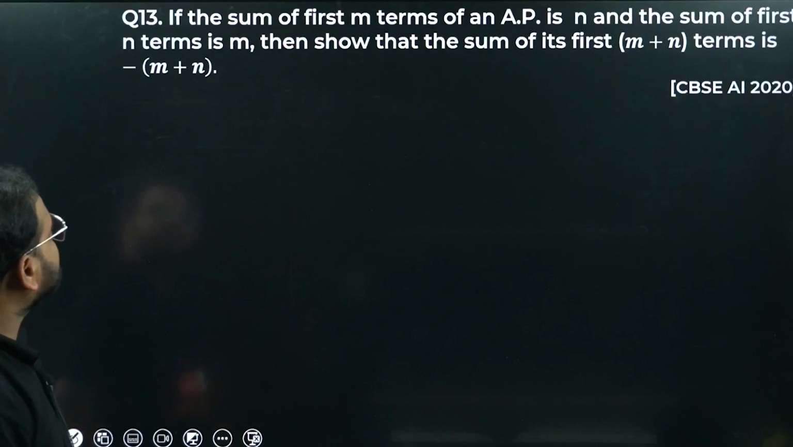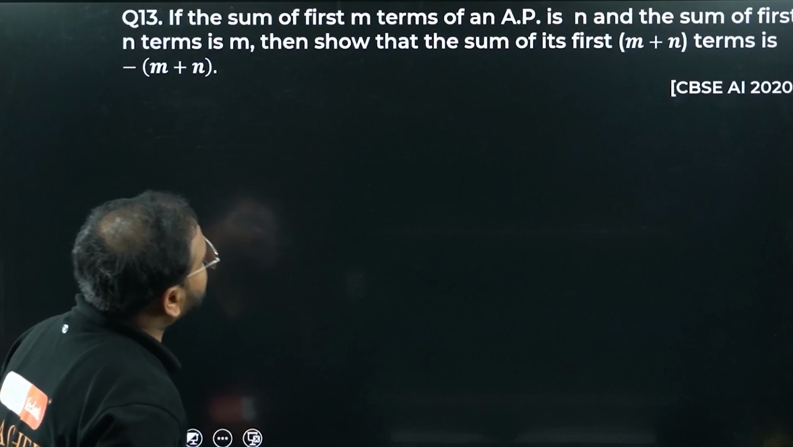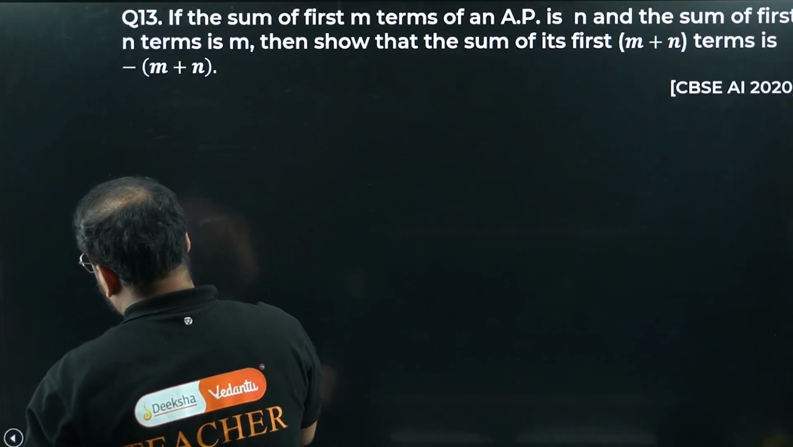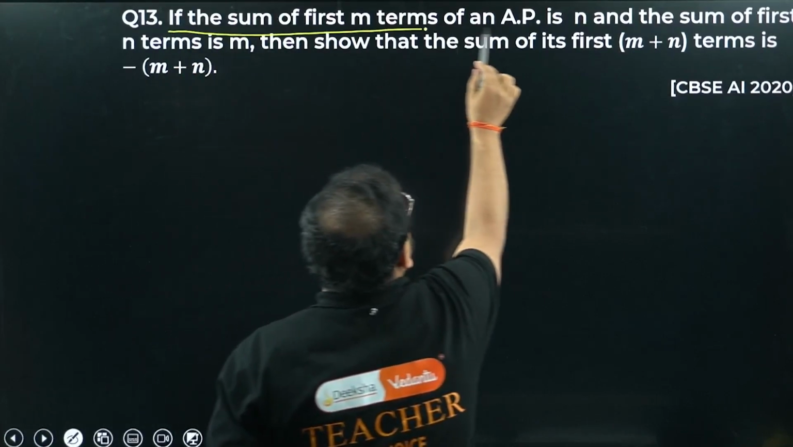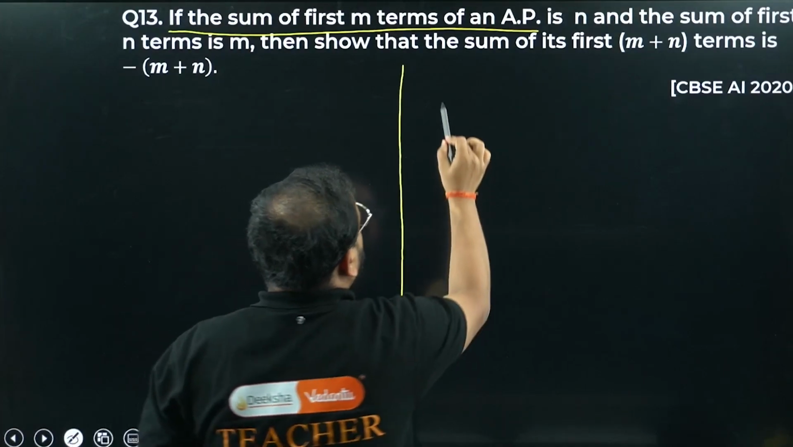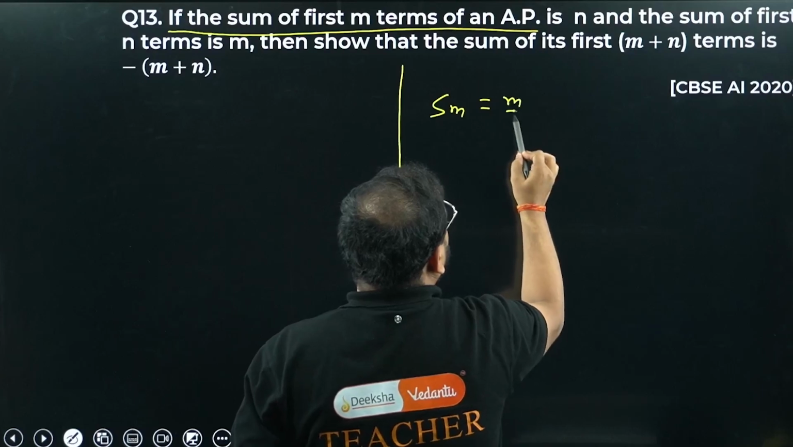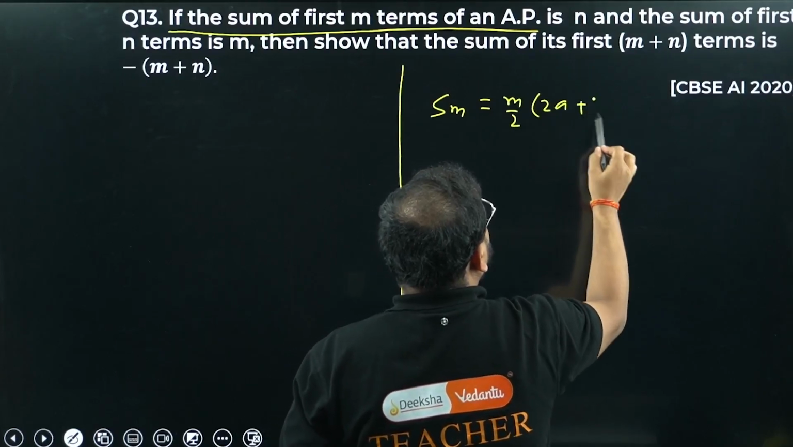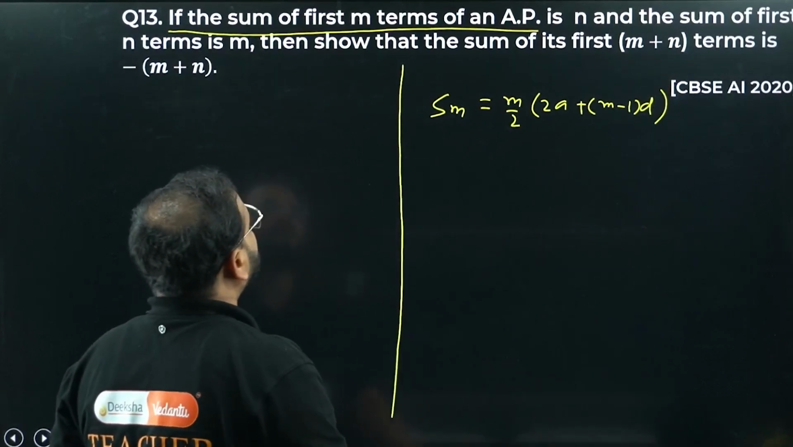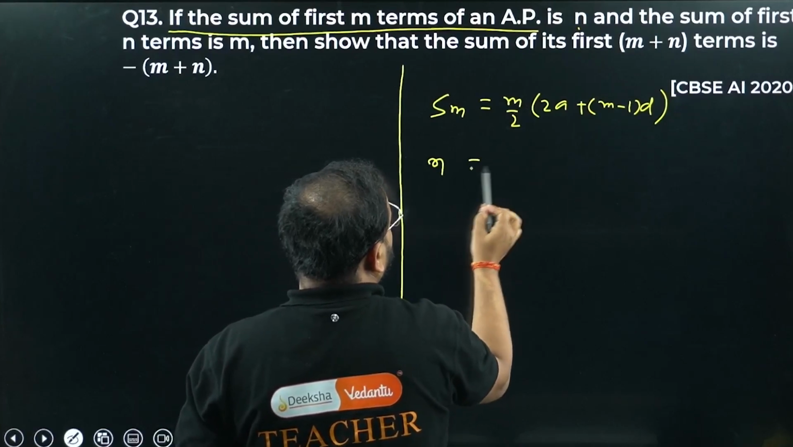Question number 13. Have a look. If the sum of first m terms of an AP is n. Let's not get ahead, let's first write this statement in mathematical form. Sum of first m terms means Sm equals, how do you write Sm? m by 2 times (2a plus (m minus 1) times d). Sum of first m terms, and this is given as n.